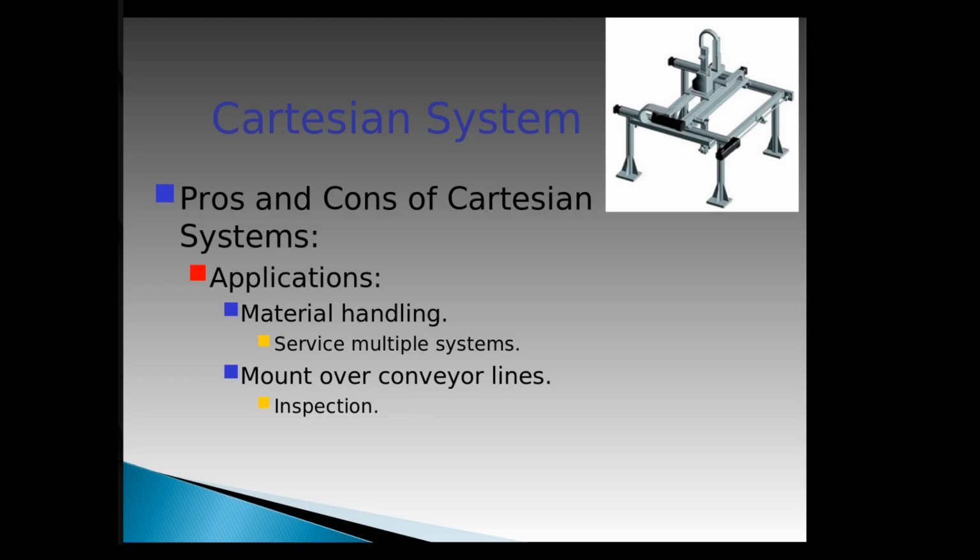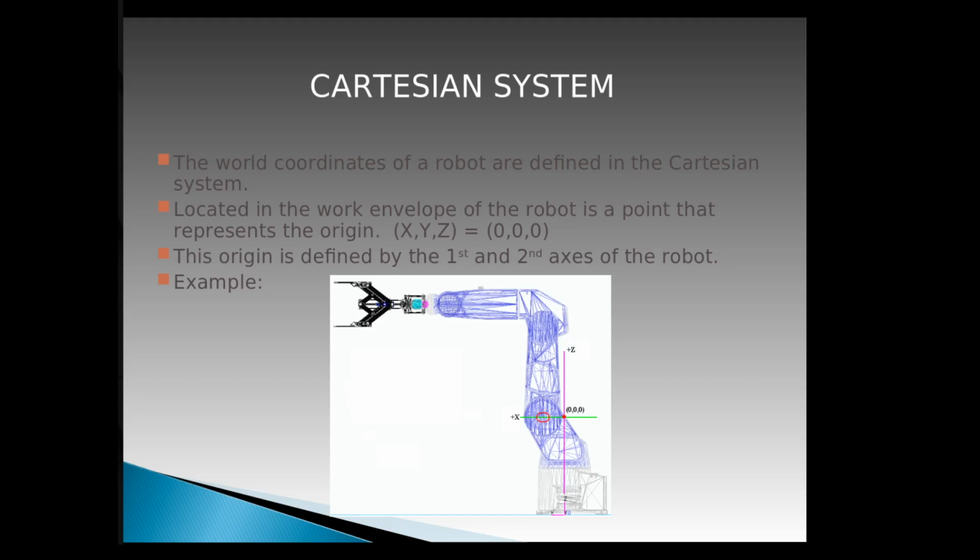Okay. Applications for these, material handling is one of the biggest applications. You can mount them over top of a conveyor line. They are also very good for inspection as items are moving down the conveyor line, and these are overhead of that, so they have a good view. Okay. So this is just kind of showing the Cartesian system here. We actually have an articulated robot in this case, and in this picture shown.